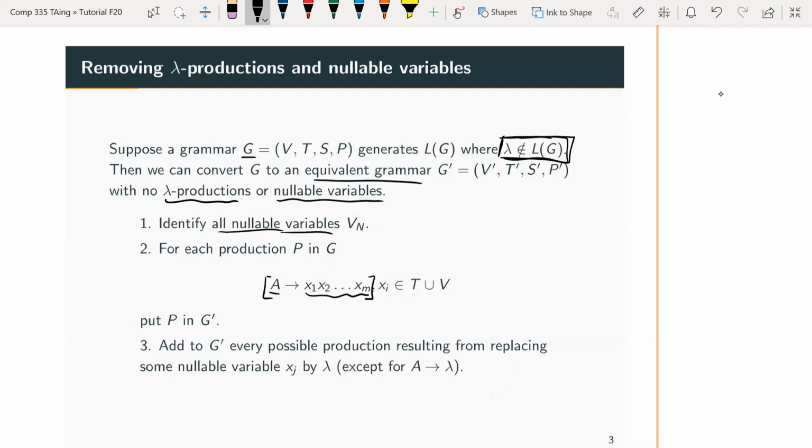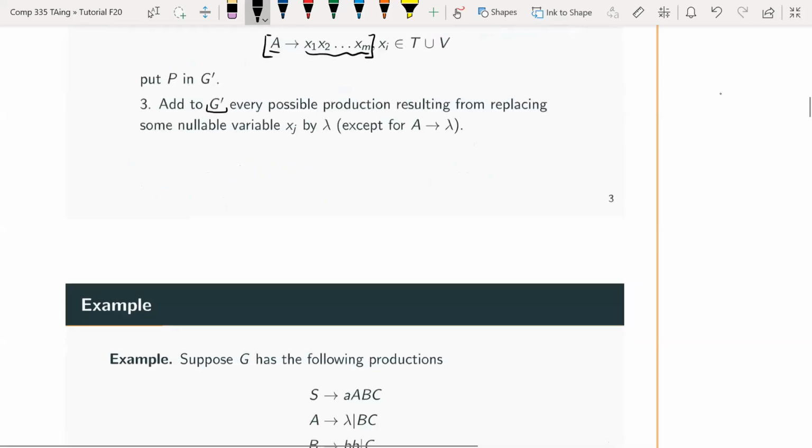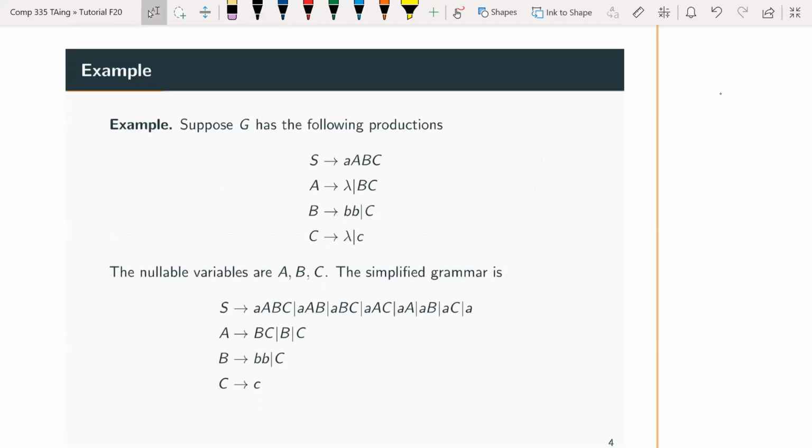And then once you've added all of the non-lambda productions to your grammar G prime, you're just going to replace every possible instance of the nullable variables by lambdas. So I'm sure that doesn't make any sense right now, but it will with an example. So that's what we're going to do. Okay, so we're given the following example.